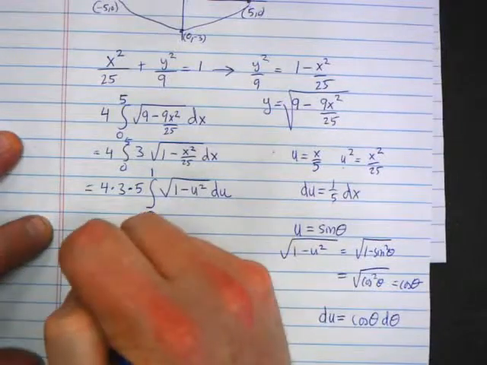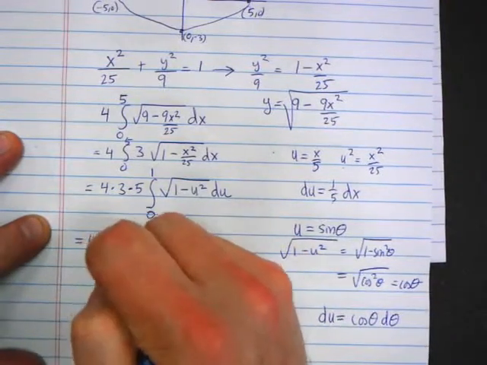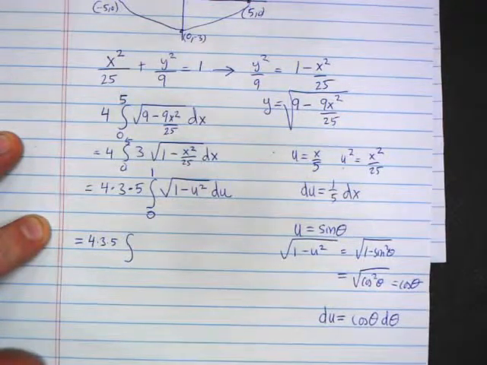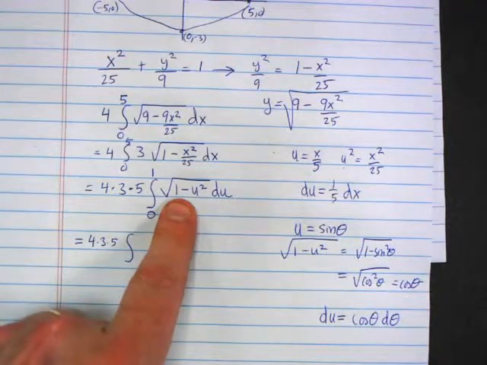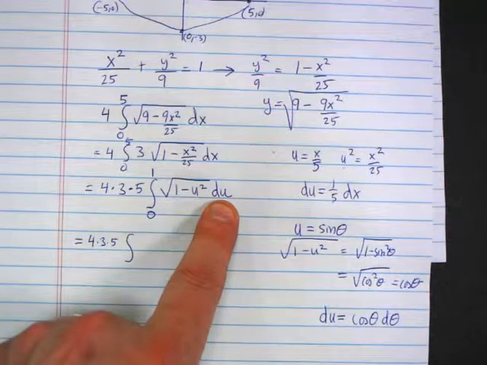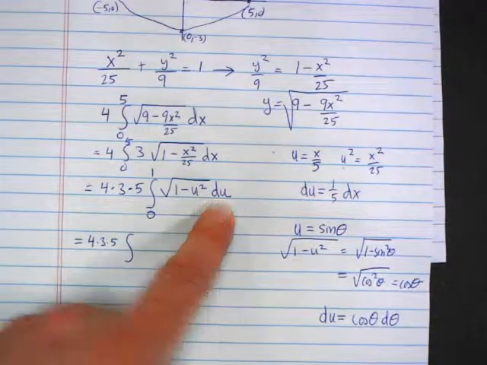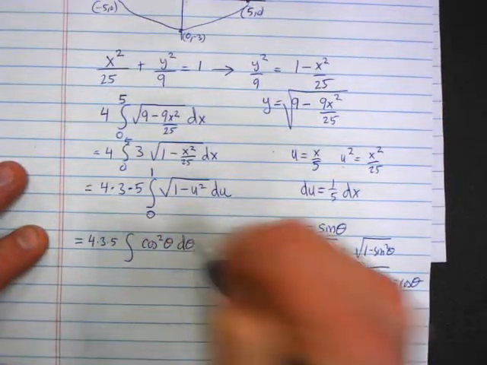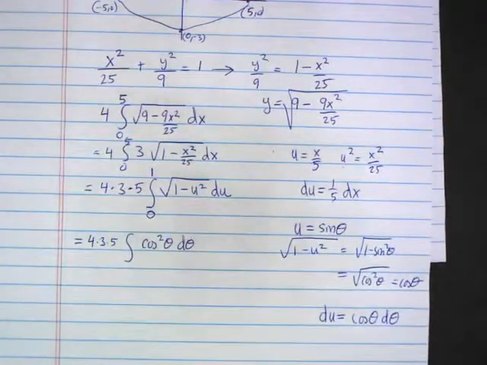So, moving along here, we have 4 times 3 times 5 integral. This square root turned out to be a cosine. This du turned out to be a cosine. Cosine times cosine is cosine squared theta d theta. And now we've got to change our numbers again.